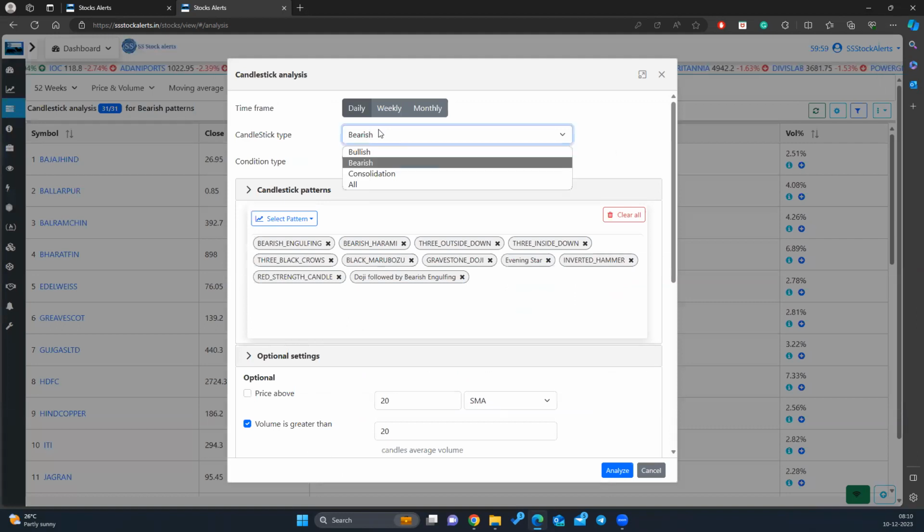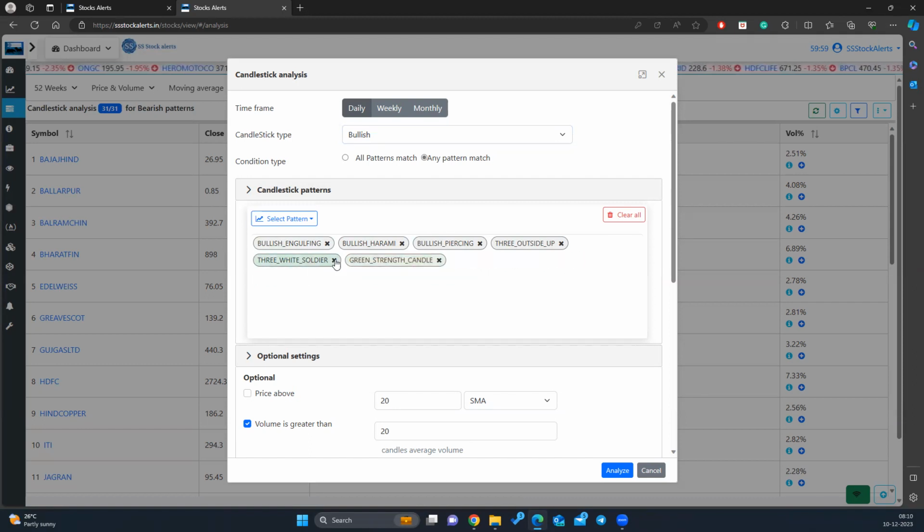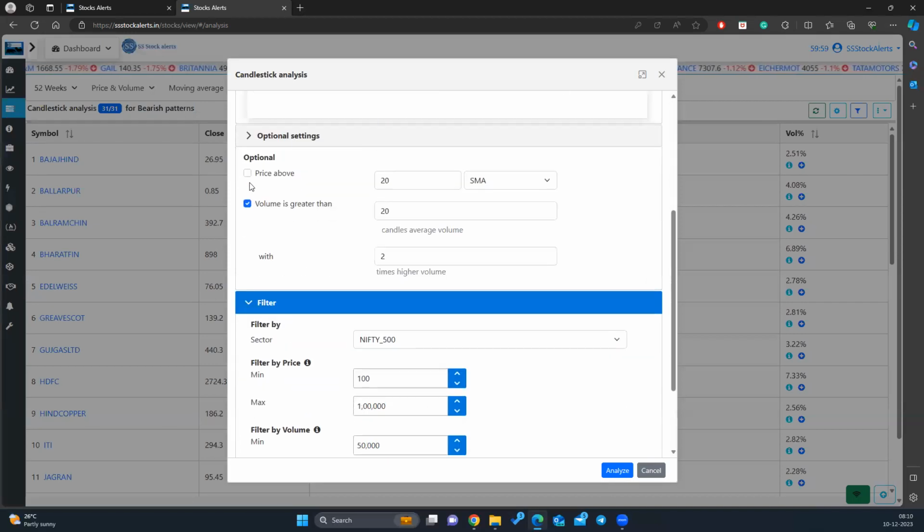Okay, the same thing you can verify for the bearish side also. So suppose we want to trade based on the bullish side, but I don't want to trade all of these, so I am going with only two patterns. One is bullish engulfing, and second, I want to go with the green strength candle. The strength candle is nothing but, if the body is greater than 75% of the candle, that is a strength candle, and I want to verify the price is above 20 SMA.